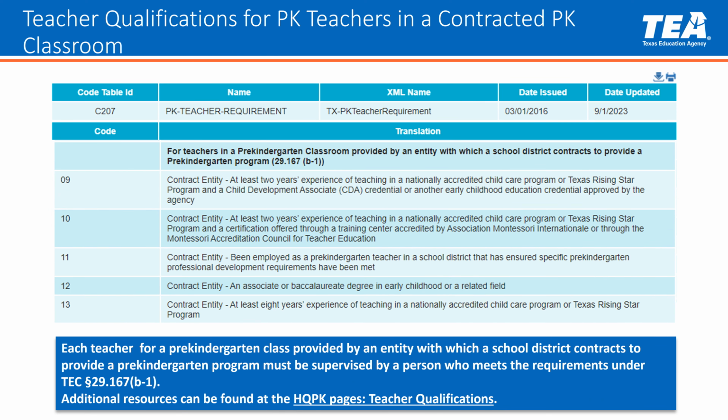On this slide, you can see the additional teacher qualifications as outlined by House Bill 2729 for pre-kindergarten teachers in a contracted pre-kindergarten classroom. Please note that each teacher for a pre-kindergarten class provided by an entity with which a school district contracts to provide a pre-kindergarten program must be supervised by a person who meets these requirements under the Texas Education Code Section 29.167(b-1). For additional resources, you can go to the High Quality Pre-Kindergarten webpage and look at the Teacher Qualifications site.